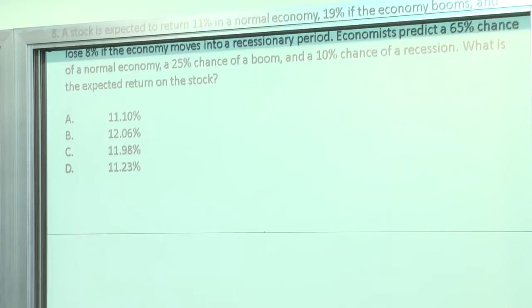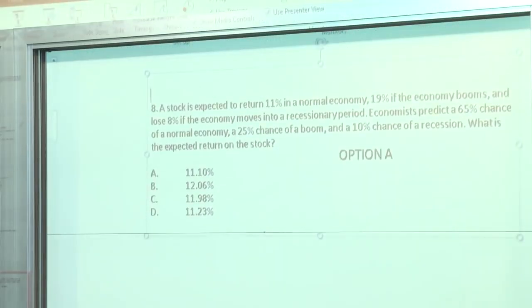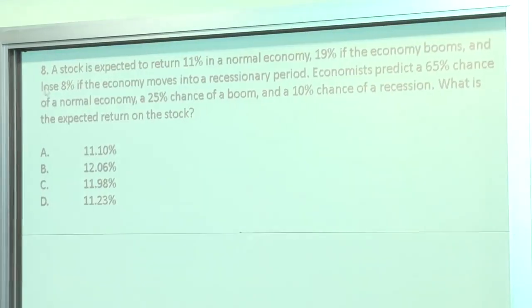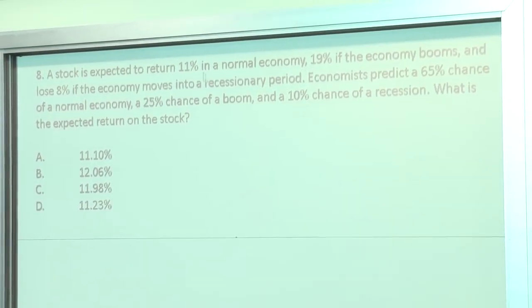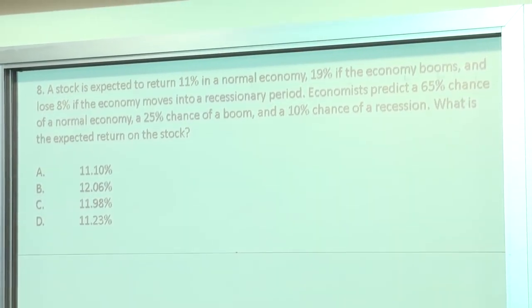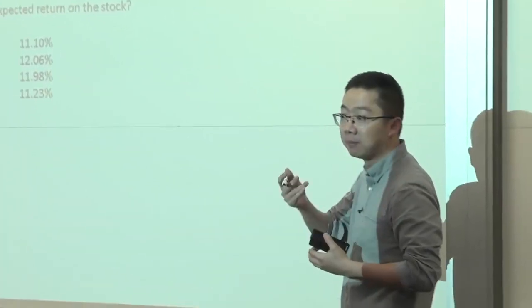Okay, let's do some math. A stock is expected to return 11% in a normal economy, 19% if the economy booms, and lose 8% if the economy moves into a recessionary period. Economists predict a 65% probability of normal, a 25% chance of boom, and 10% of a recession. So what is the expected return on this stock? It's the average return weighted by probability, right?